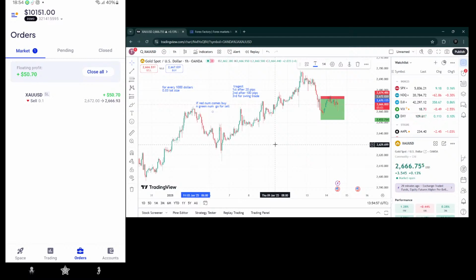We are still going in profits. Even now we have a $52 profit going on. We booked some profits, and I told you how to do it.